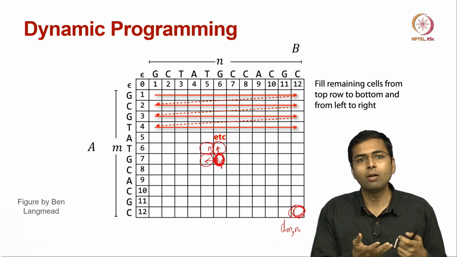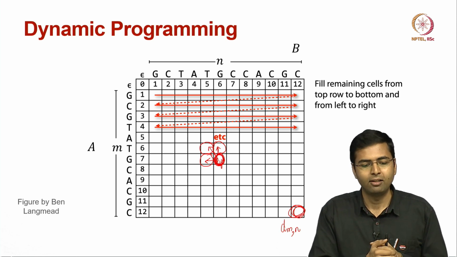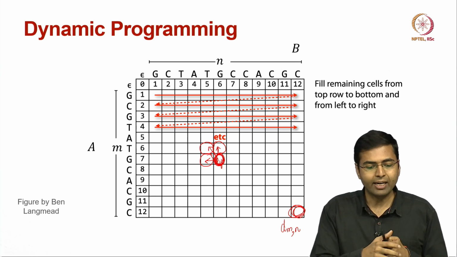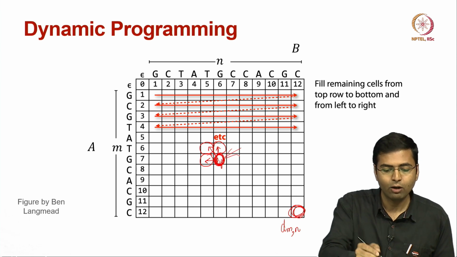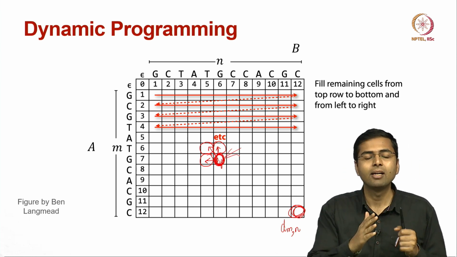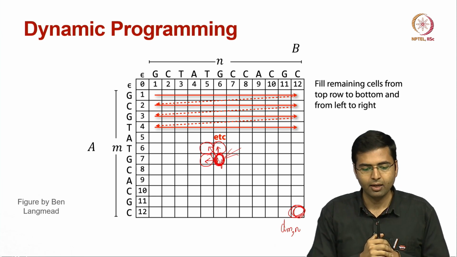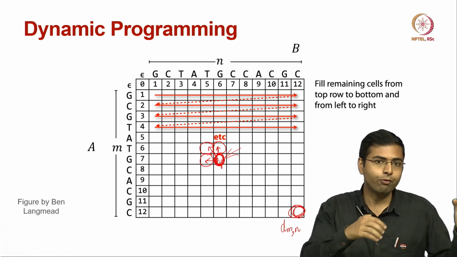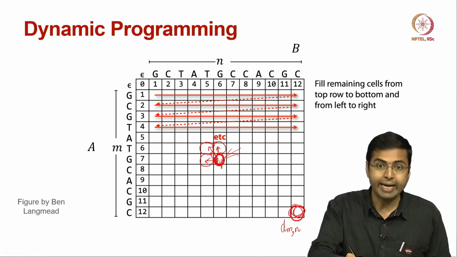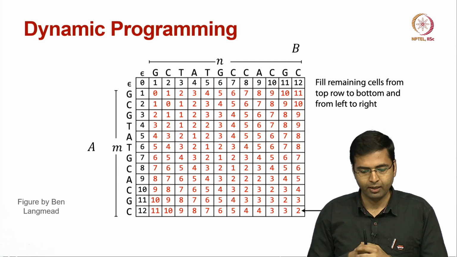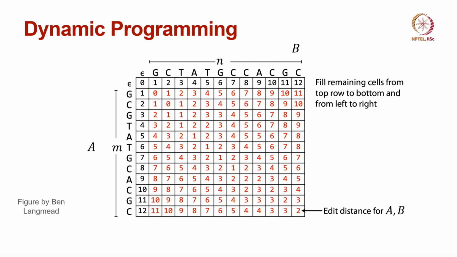We can also do this column by column, that's a choice you can make, but we will have to solve it either column by column or row by row, so that when we are solving for i,j, we have access to its above element, its upper diagonal and its left element. Once we have solved the entire table, the bottom right value of this table will tell us the edit distance between the two sequences.